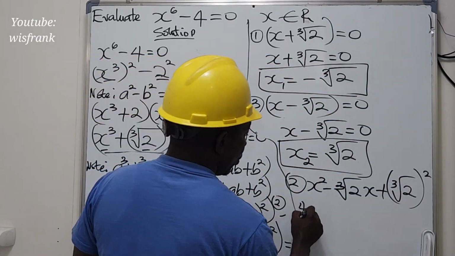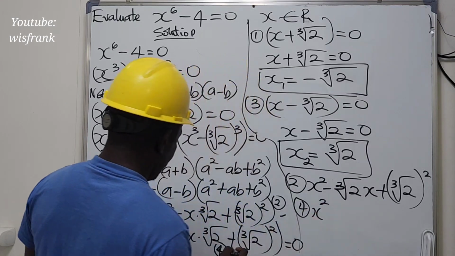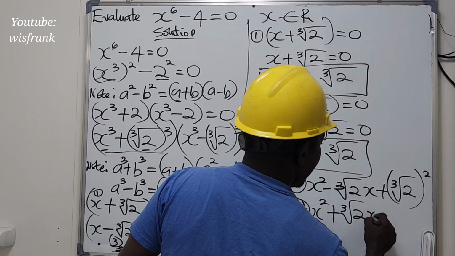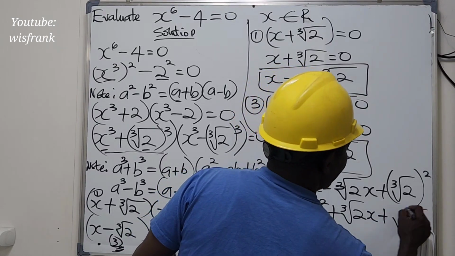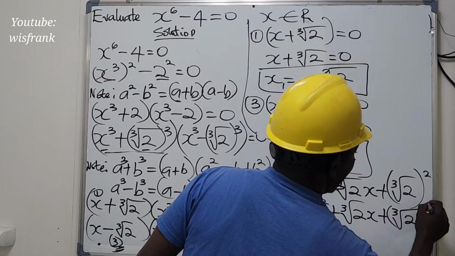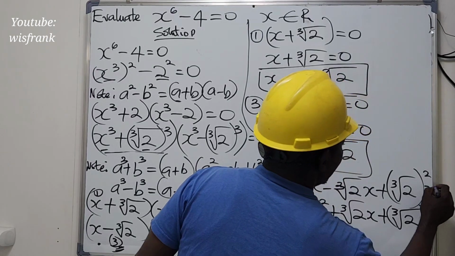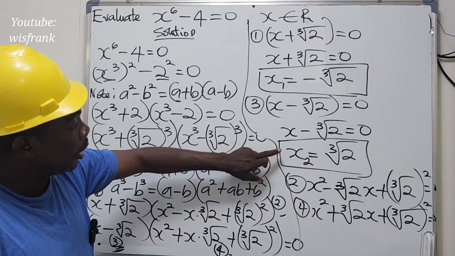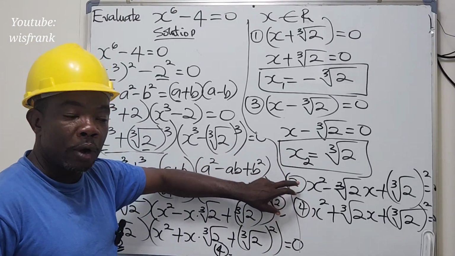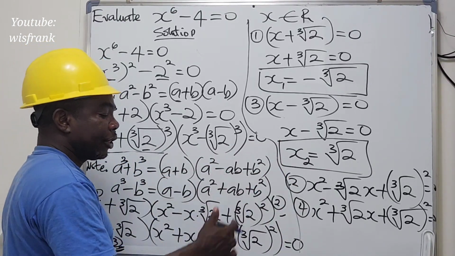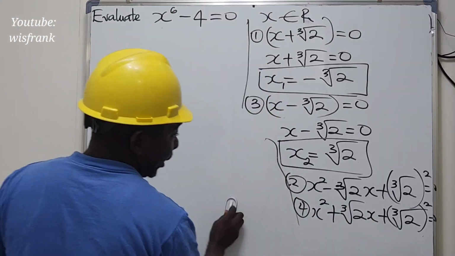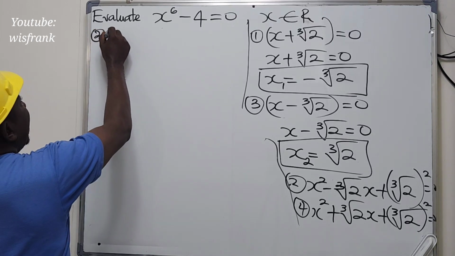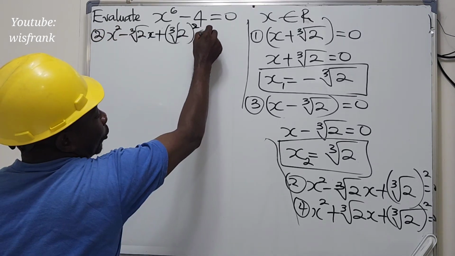Then the third one, which is x to the power of 2 plus cube root of 2 x plus cube root of 2 all to the power of 2. All of them equal 0. So we have gotten the first one, and we are going to deal with the second one and the third one. Let's check whether each of them has a real number. So for the second one, we have x to the power of 2 minus cube root of 2 x plus cube root of 2 all to the power of 2 equals 0.